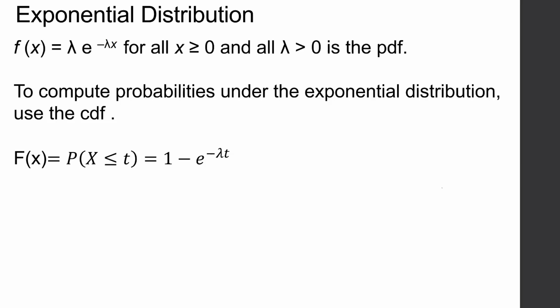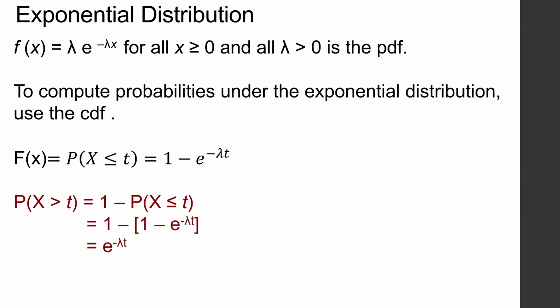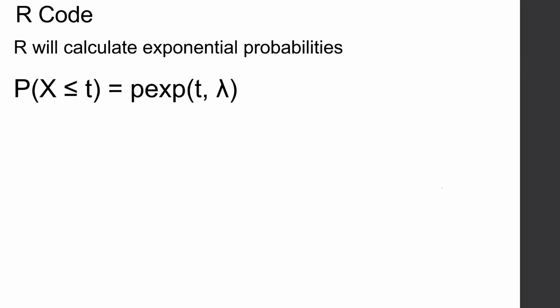All right, so to compute probabilities under the exponential distribution, we're going to use the CDF, which is 1 minus e to the negative lambda t. And it's really easy to compute the probability of being bigger than t because it's 1 minus the probability of being less than or equal to t. So it's just 1 minus (1 minus e to the negative lambda t), which ends up being e to the negative lambda t.